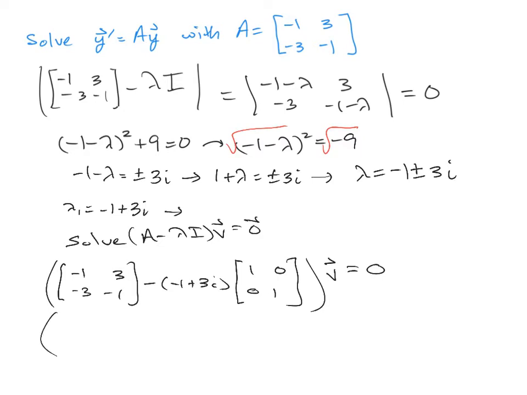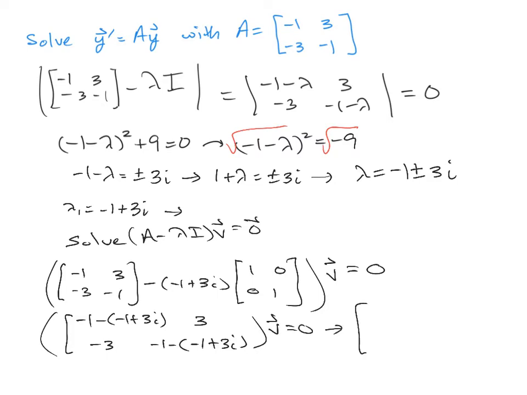When we actually subtract this, we're going to have the matrix negative 1 minus negative 1 plus 3i in the first spot, and then we'll have a 3 in the second spot, a negative 3, and then a negative 1 minus negative 1 plus 3i down here. And again, that's still times v equal to 0. If we now simplify this down, we end up with the negative 1s canceling out, and we just get negative 3i and a 3, a negative 3, and down here is another negative 3i. And again, that's times v equal to the 0 vector.